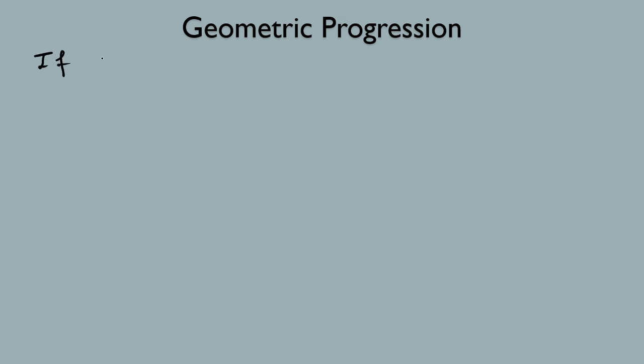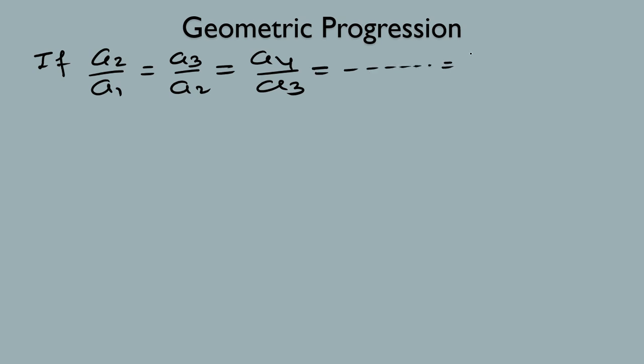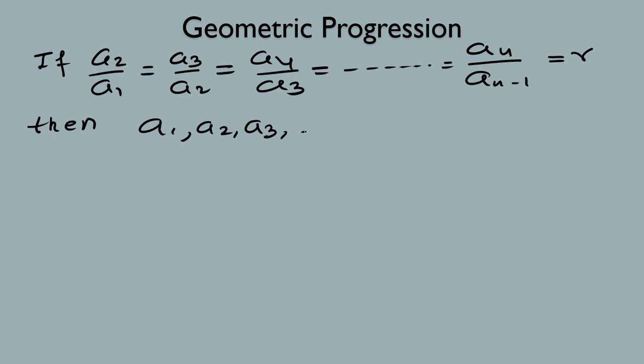If A2 divided by A1 equals A3 divided by A2 equals A4 divided by A3 and so on, up to the last term AN divided by AN minus 1, is equal to R. It means if the ratio of two consecutive terms remains the same, then the sequence A1, A2, A3 and so on up to AN will be in GP, geometric progression. Okay, this is the basic concept of geometric progression.